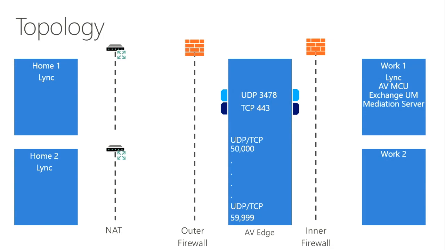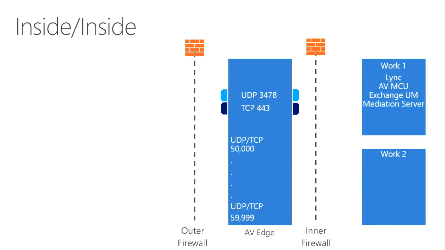On the very left side, you can see two home users. They are in their respective homes. They are sitting behind NATs. Then there is an outer firewall. Then there is my AV edge server. And then there's the inner firewall. And then there are internal endpoints. Could be Lync, AV MCU, Exchange, whatever it is. It's a Lync endpoint and a user.